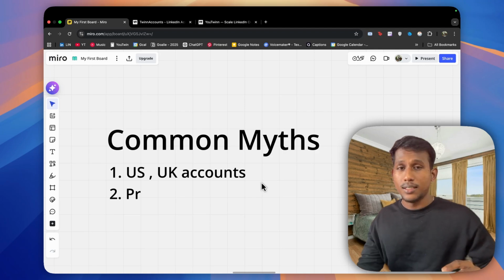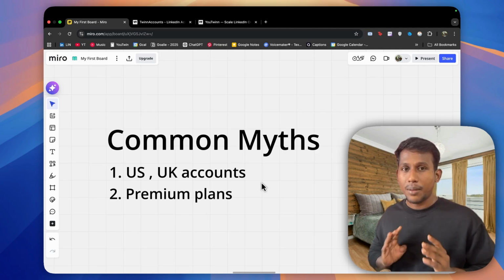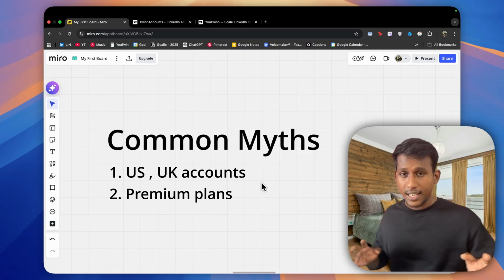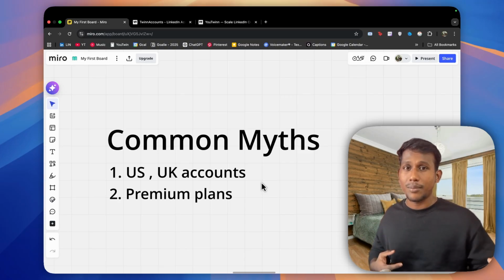Myth number two is you need to have LinkedIn Premium on all the accounts that you're using. LinkedIn Premium doesn't actually increase your connection limits or DMs. Those are the only two metrics that we need to worry about. You do not need LinkedIn Premium on every account. It doesn't add any real value. It just increases the price of these accounts.